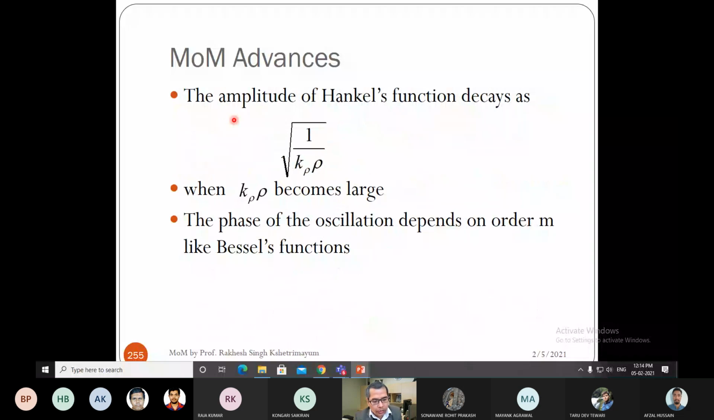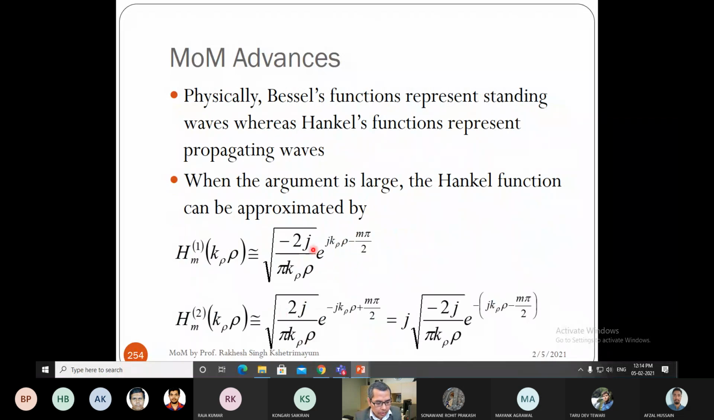Now the amplitude of the Hankel function decays as 1 by square root of k rho. We have a term 1 by k rho, square root of that, in both the expressions H(m)1 and H(m)2. That is actually the signature for cylindrical waves. We have already had a discussion on cylindrical waves in the last semester also.